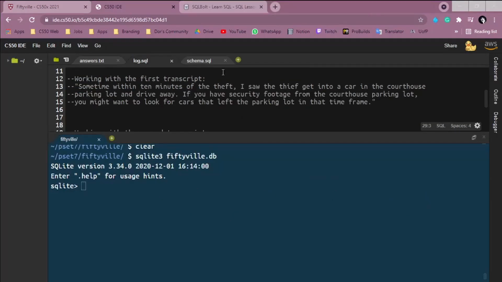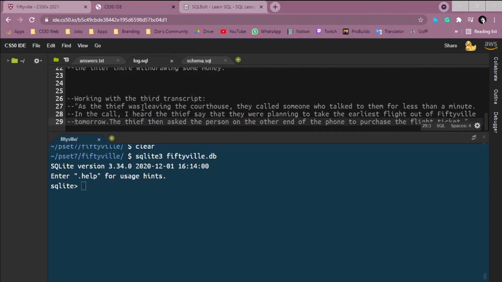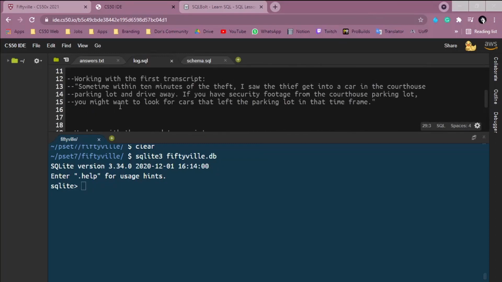So I separated here the 3 transcripts, but we're going to work with one at a time. First, let's read the first transcript. Sometime within 10 minutes of the theft, I saw the thief get into a car in the courthouse parking lot and drive away. If you have security footage from the courthouse parking lot, you might want to look for cars that left the parking lot in that time frame.